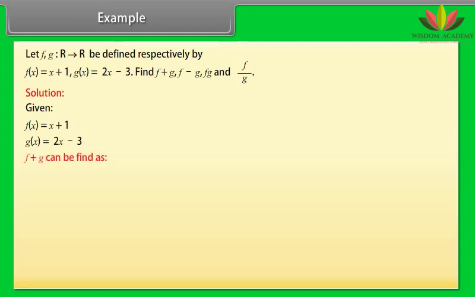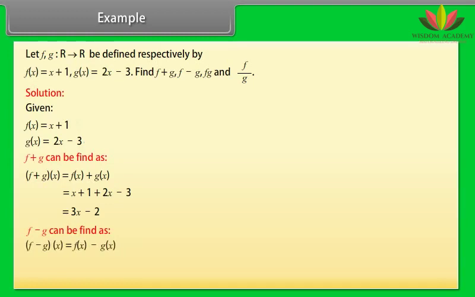f + g can be found as (f + g)(x) = f(x) + g(x) = x + 1 + 2x - 3 = 3x - 2. f - g can be found as (f - g)(x) = f(x) - g(x) = x + 1 - (2x - 3) = -x + 4.